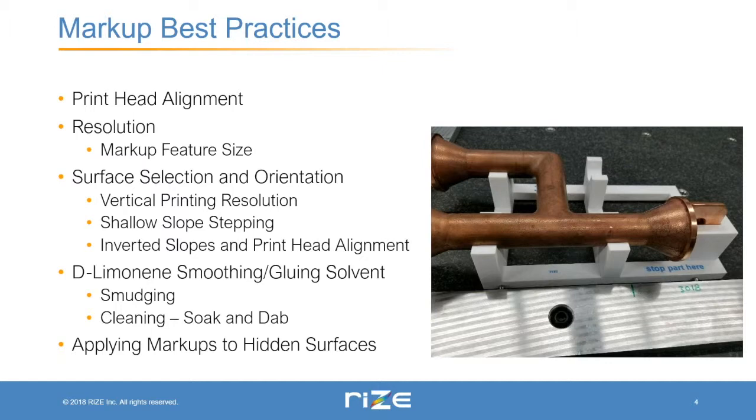One other best practice I have listed here is applying markups to hidden surfaces, and this is just one capability that I will be discussing on the next slide, where you are able to, in fact, produce marking ink markups on the interior surfaces of a part that has overhangs or cavities. So we'll be looking at that in a moment, how to implement that.